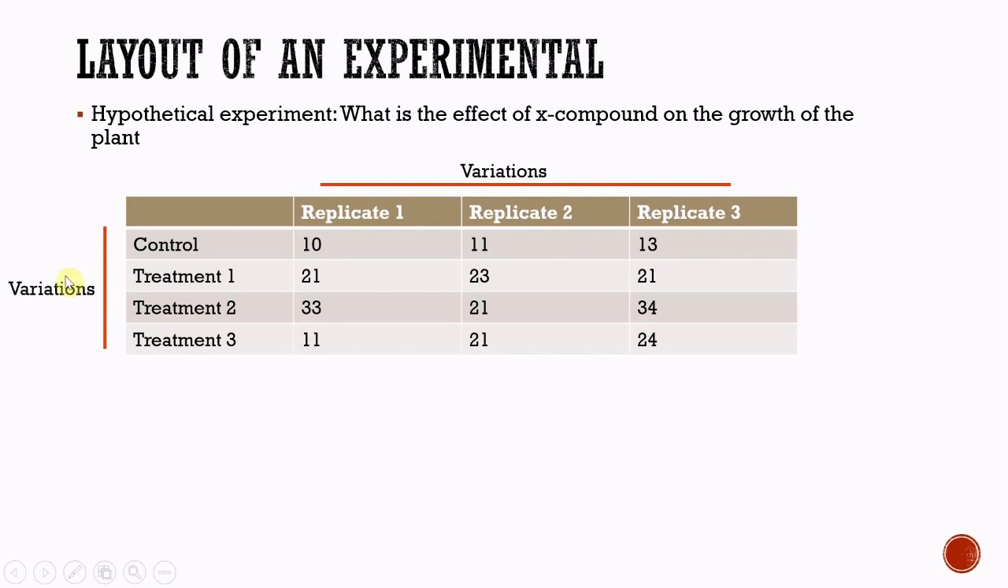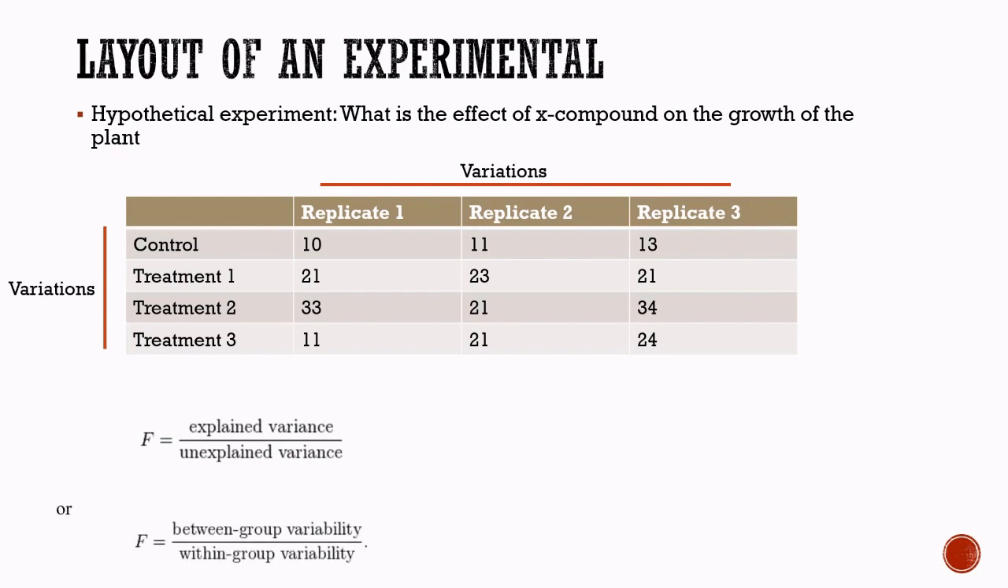So these are the explained variation, in which we know what is the ratio of the X compound or what is the treatment level of the X compound. So that is why this is known as explained variation. And since variation between the replicates is not explained because all the conditions are the same, so these are known as unexplained variation. So basically ANOVA makes a ratio between the explained variation and the unexplained variation, or we can say that ANOVA analyzes the variability between the groups and within the groups.